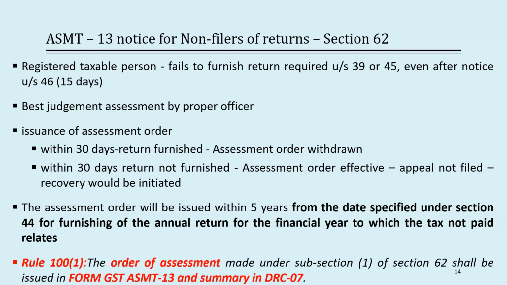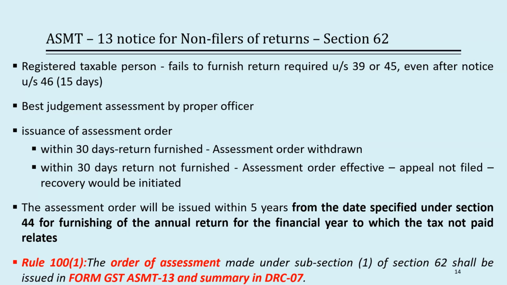If I don't file the return within this period also, what will happen? The ASMT 13 will become effective. That means it will become an appealable order under section 107. So for example, there is a skip of the show cause notice. Whatever the ASMT 13 is, that will be effective. That means whatever amount of tax, interest and late fee demanded in the ASMT 13 will be applicable to the assessee.